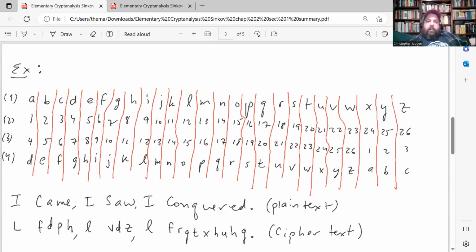Let me get a pen out so you can see how this is done. For example, I becomes L, so that's why I have an L down here. C becomes F, and so on like that. You just replace all the letters with their corresponding cipher alphabet equivalent, and when you do that, you end up with the ciphertext, which is this.